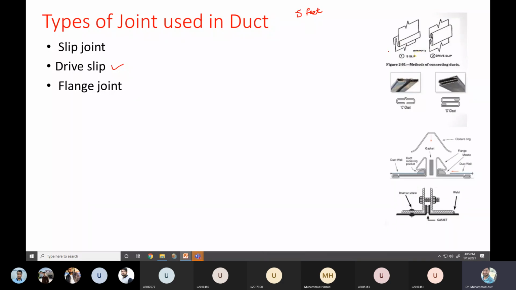They are very common. One of them is a slip joint. So you can see this is like an S shape, and this is like an S shape.